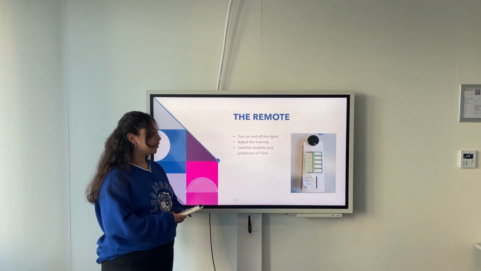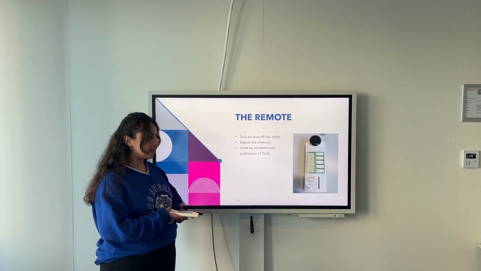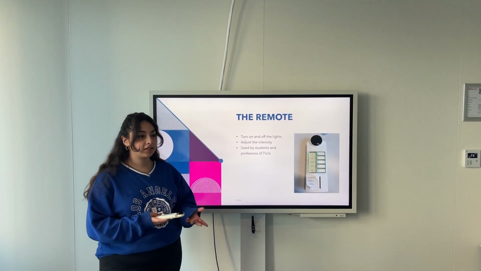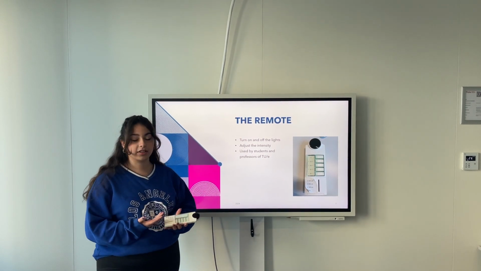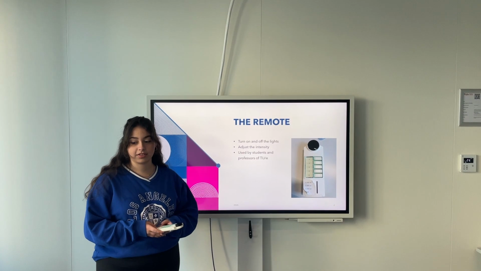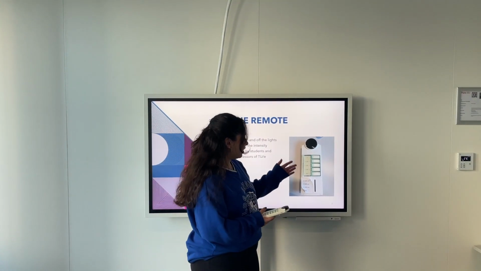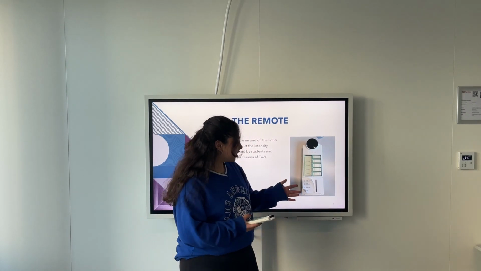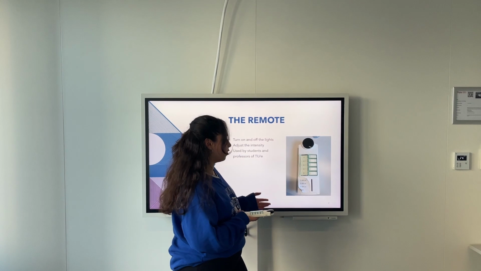The product that we chose to analyze in user tests is the remote control that you can find in Atlas. It's in the study rooms and the students and professors use it. It turns the lights on and off, and you can adjust the intensity with it as well. As you can see in the picture here, the design is quite interesting and very complicated for just something that turns lights on and off.